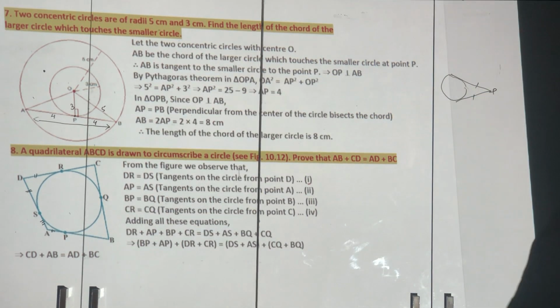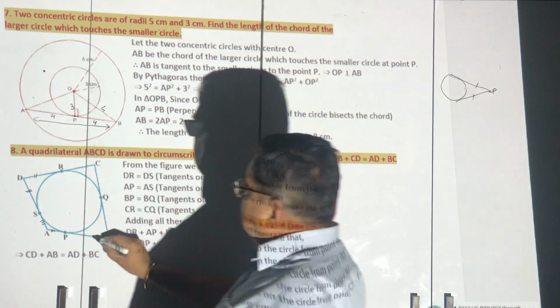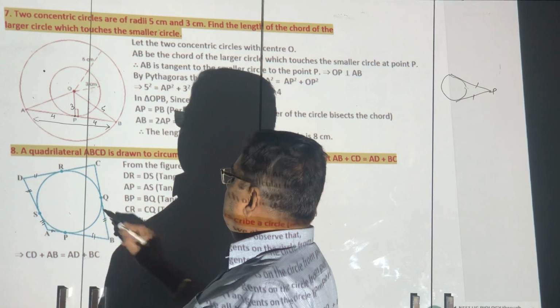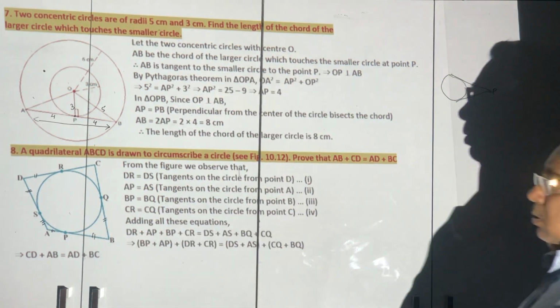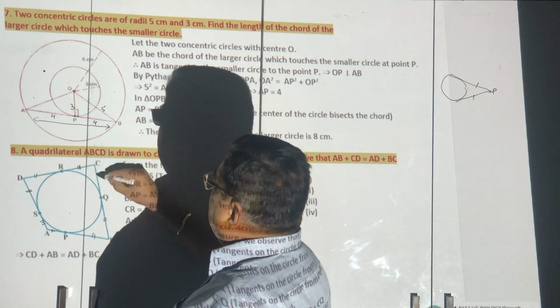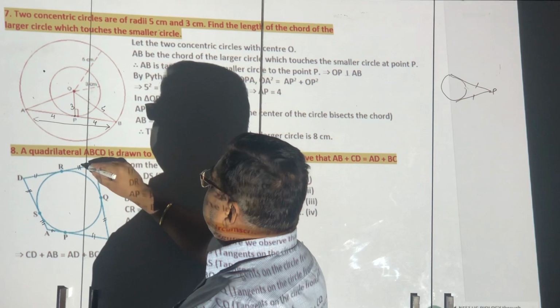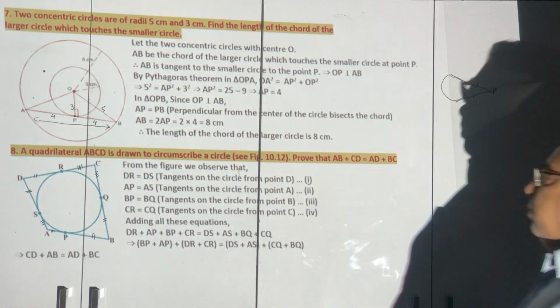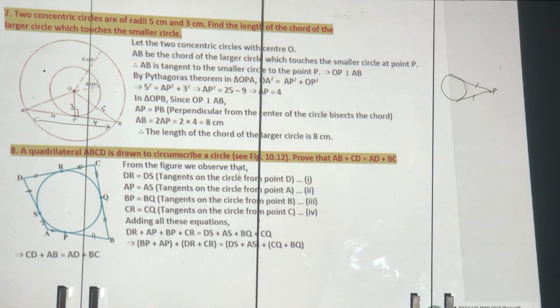Similarly, BP is congruent to BQ. Look at the four different tangent pairs. And CR is congruent to CQ. Okay? Four times we are looking like this.